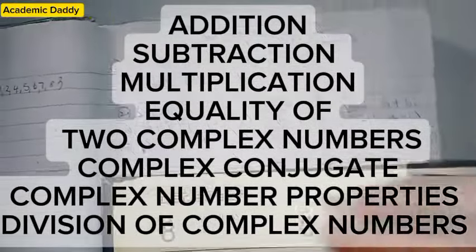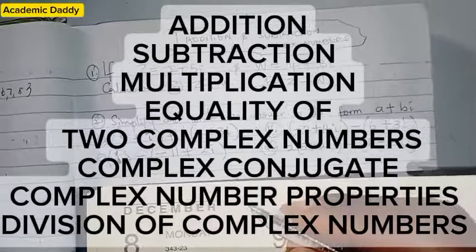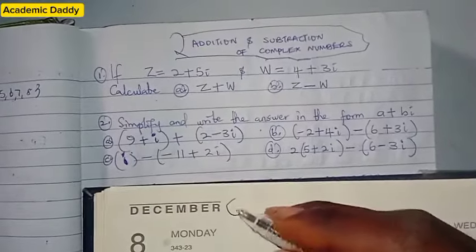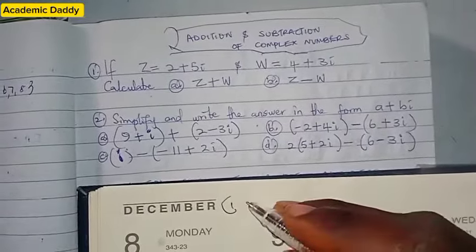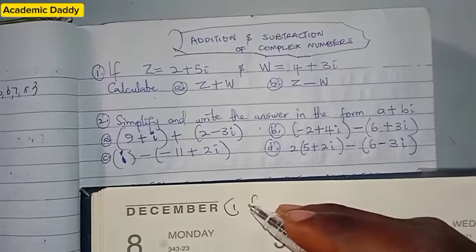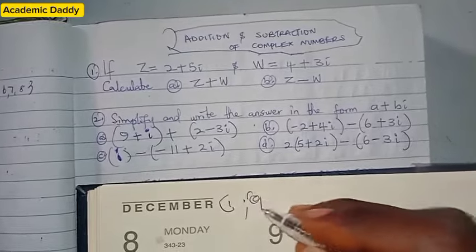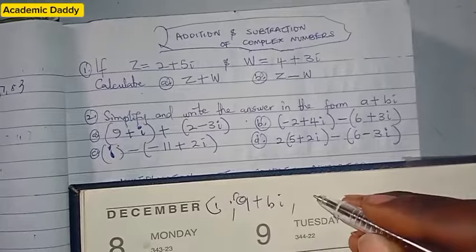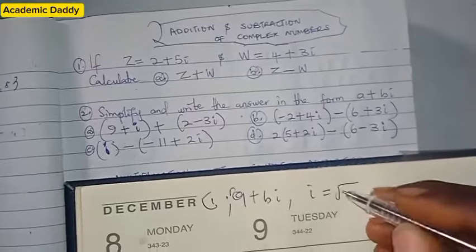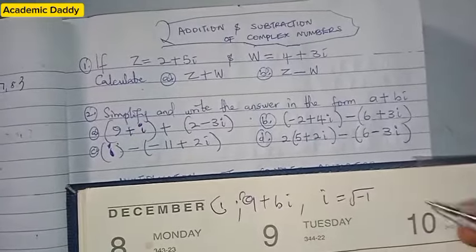We know that complex numbers are a set of numbers with real and imaginary parts, that is a plus bi, where i is equal to the square root of negative 1.